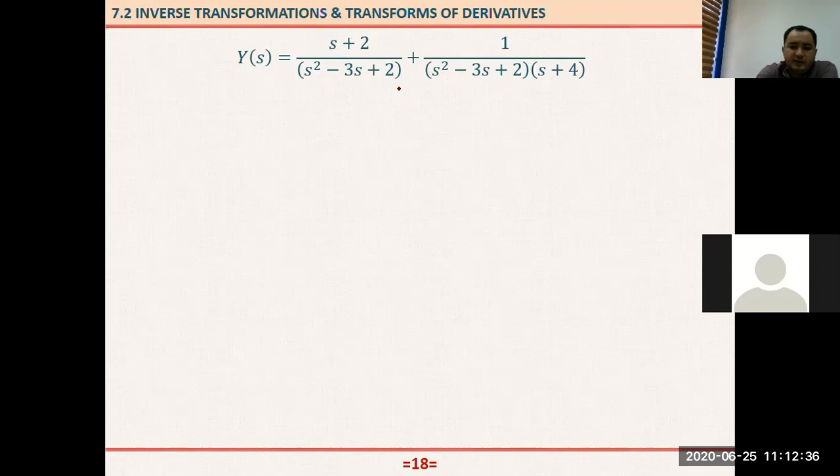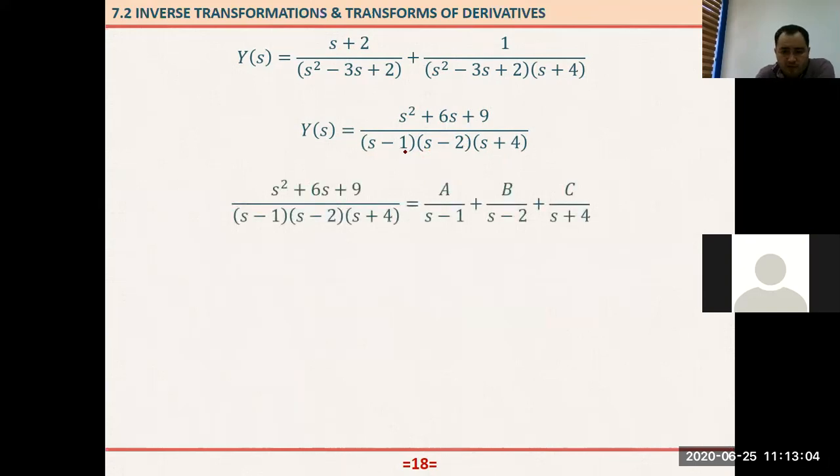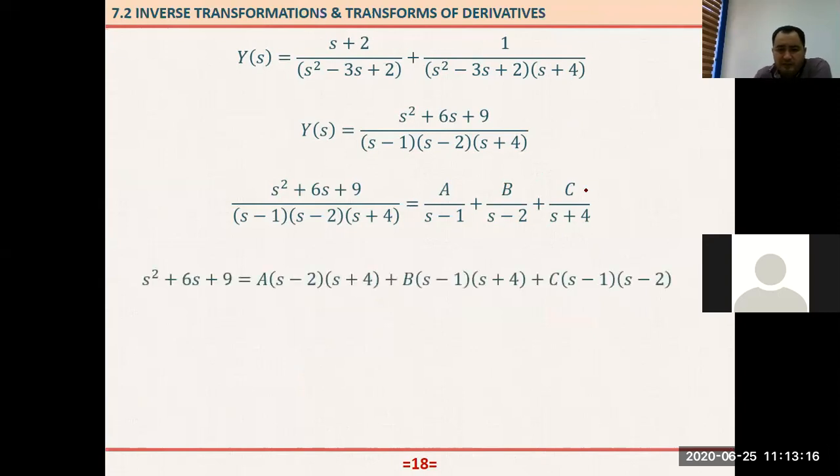Or linear factors. Then, by doing some algebraic manipulation, here we have s minus 1 times s minus 2 plus s plus 4, right? What is missing here? I should multiply this by s plus 4: s plus 2 times s plus 4 plus 1, and simplify this. We get s squared plus 6s plus 9. If all the factors in the denominator are linear, how can I write this? It is just equal to A over the first factor plus B over the second factor plus C over the third factor, right?